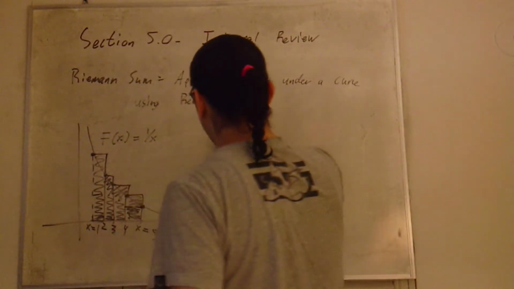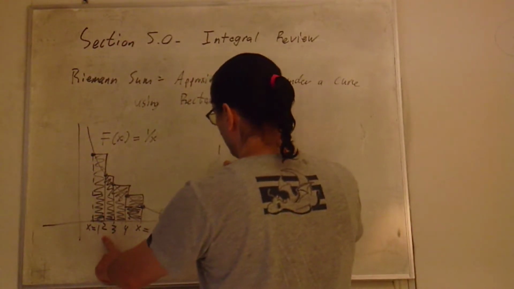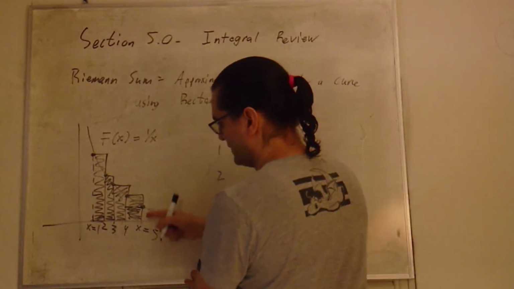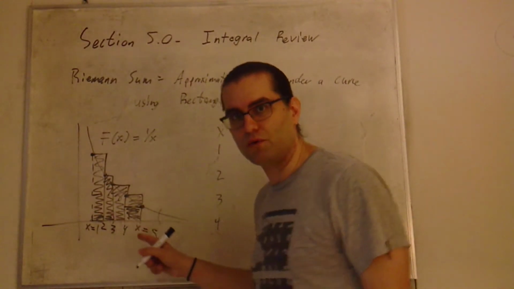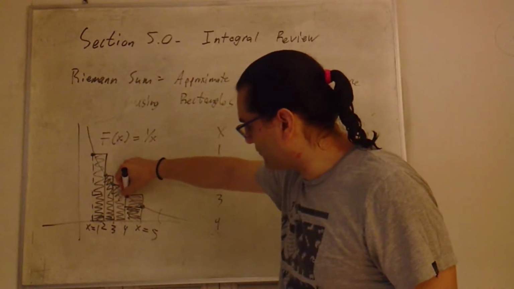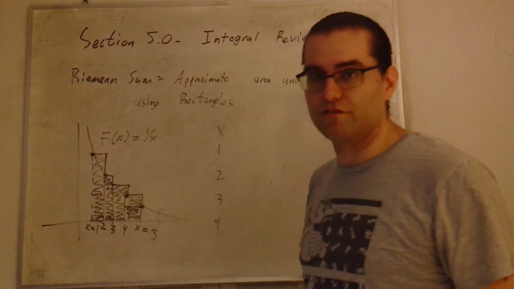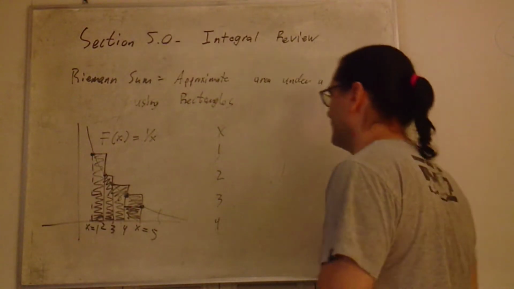So if we're using left endpoints, the x values we're using are 1, 2, 3, and 4. 5 is the rightmost edge of this area, but we're not going to use it because for this rectangle between 4 and 5, we're using 4 as the grid point. We're not using 5 for anything. If we were using right endpoints, then we would use the grid point 5.